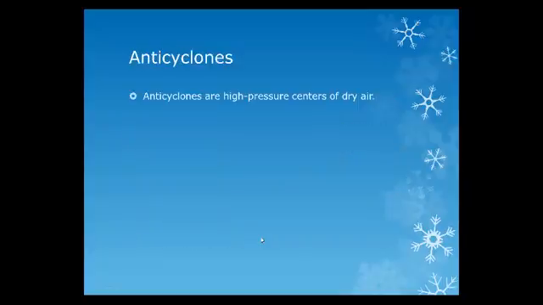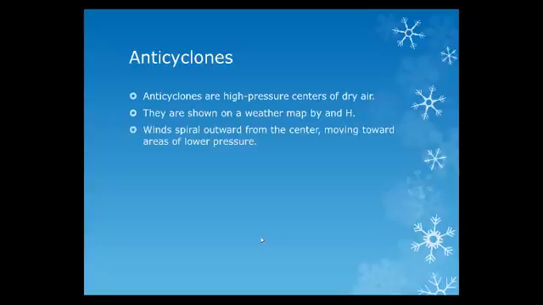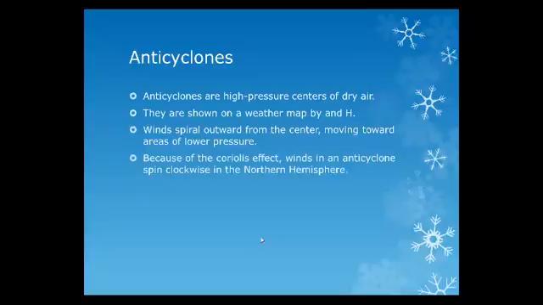Anticyclones. An anticyclone is an area of high pressure. It is indicated on a weather map by the letter H. Winds spiral outward from a central area of high pressure and move towards areas of lower pressure. Due to Coriolis effect, those winds spin outward clockwise in our northern hemisphere.